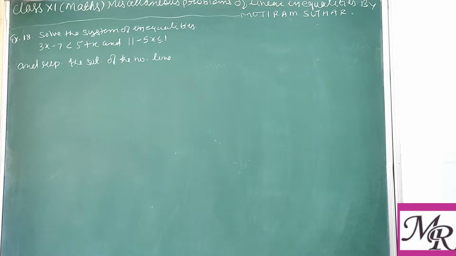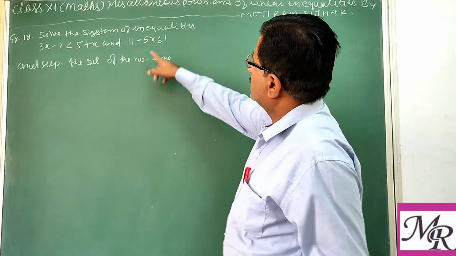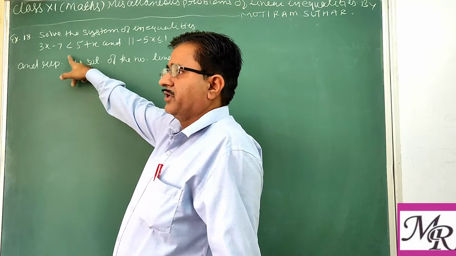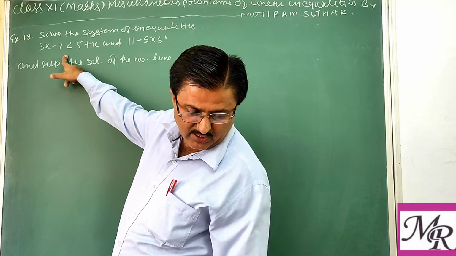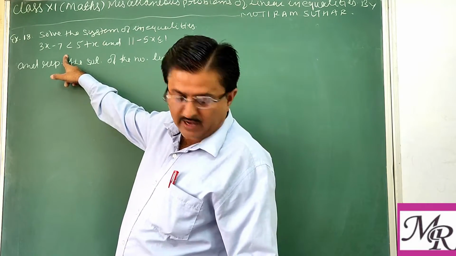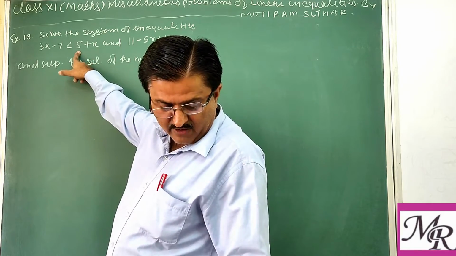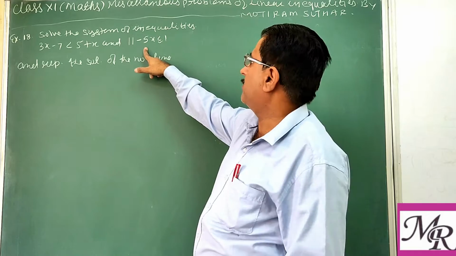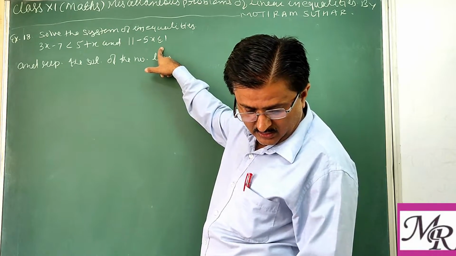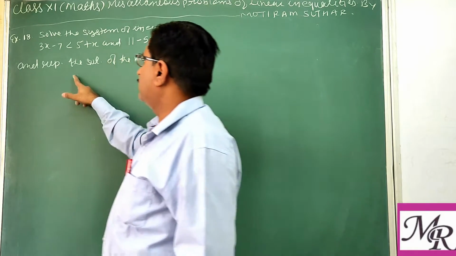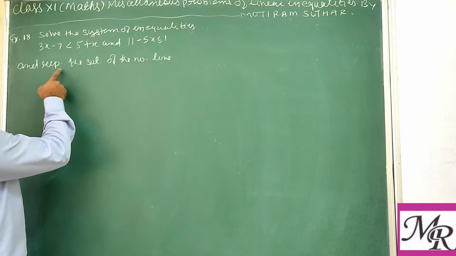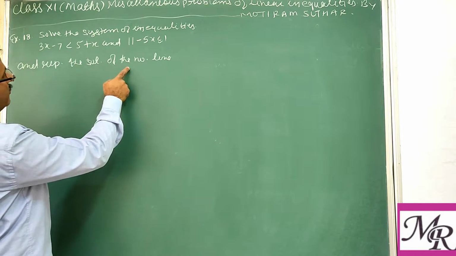So this example 18 says solve the system of inequality. System of inequality means we are given more than one inequality. First is given as 3x minus 7 less than 5 plus x, and second 11 minus 5x less than equal to 1, and represent the solution on the number line.